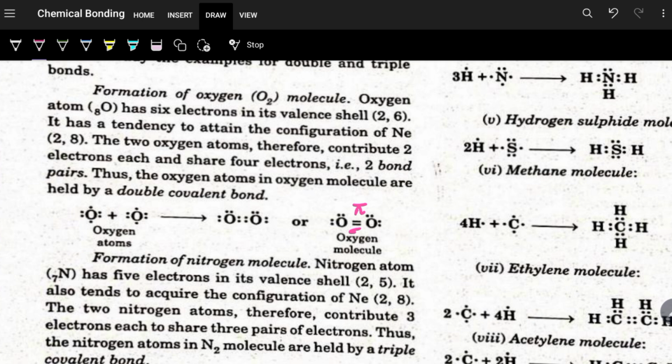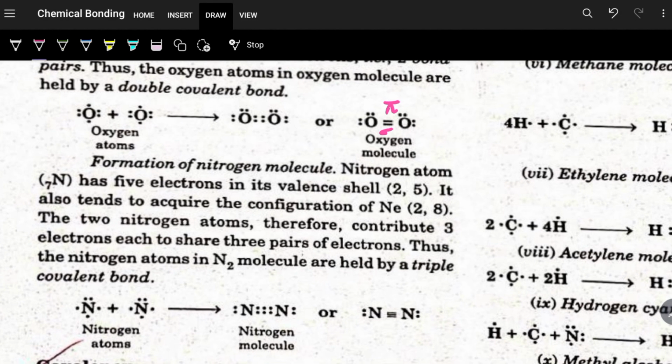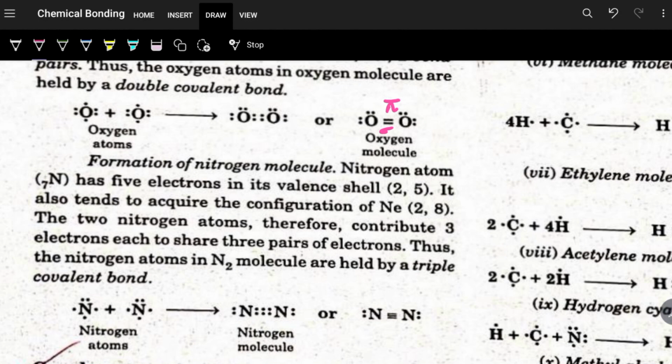Sigma bond is formed by head-on overlap of orbitals, end-to-end overlap of orbitals, and pi bond is formed by lateral or sideways overlap of orbitals. And whenever there is a multiple bond formation, always keep in mind that there can be only one sigma bond and the rest have to be pi. And multiple bond means there can be only 3 bonds between 2 atoms, same or different. Okay, why same or different? If it is N2, then it is the same. If it is CN, then it is different.